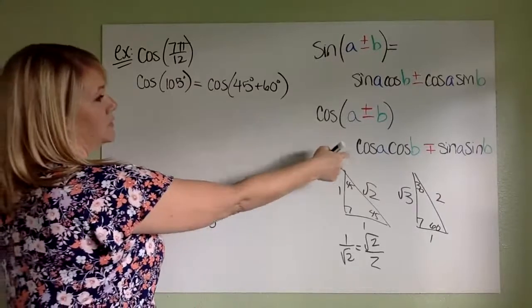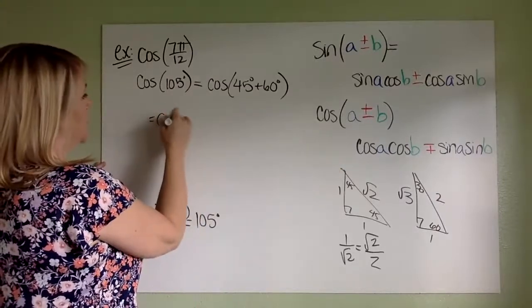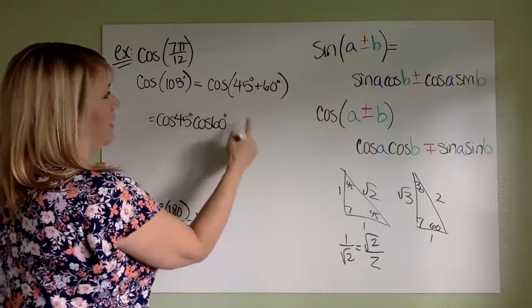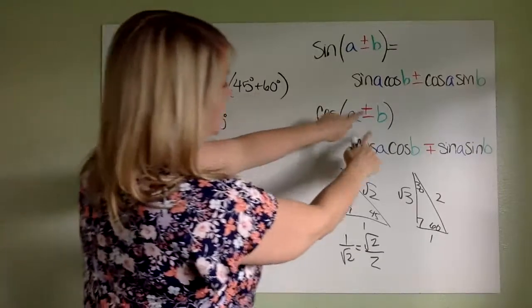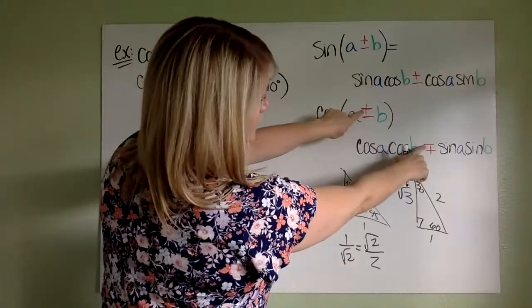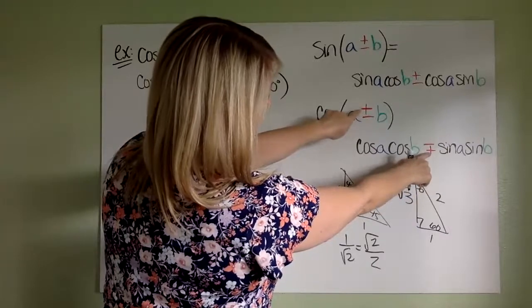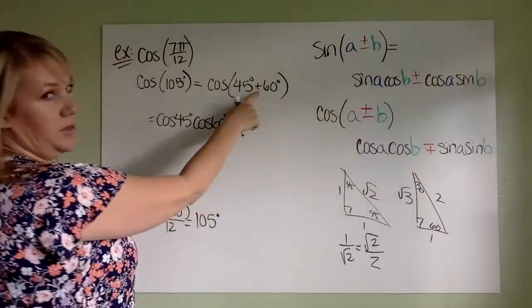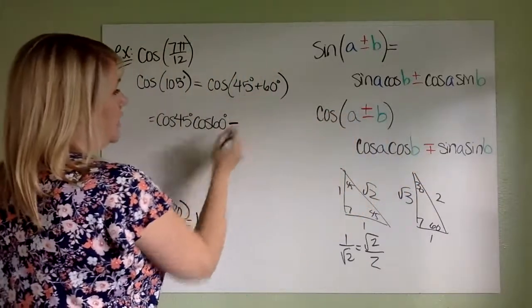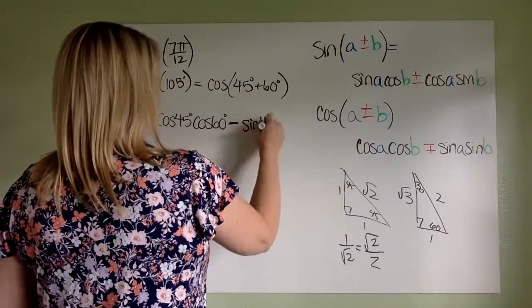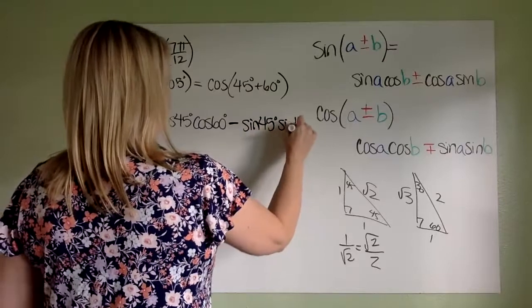And then we use this identity. So it looks like the cosine of 45, the cosine of 60, and then it's opposite. So if it's plus here, then it's minus there, and so on. So minus here, plus here, minus. So if it's plus in between the two here, we're going to put subtraction in between the two parts here. And so then it would be sine 45, sine 60.